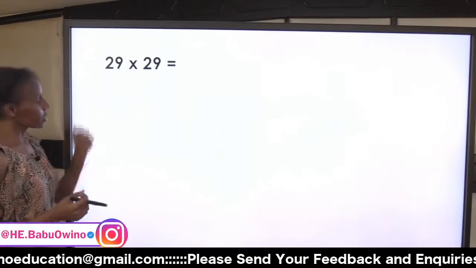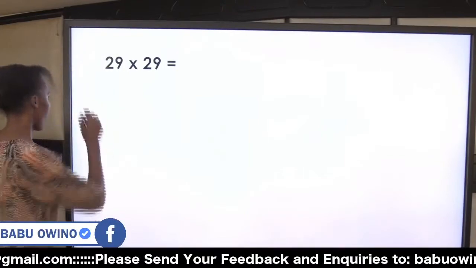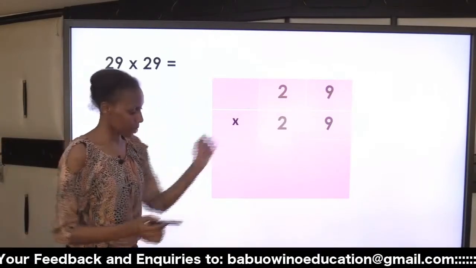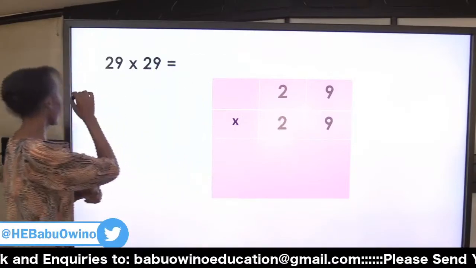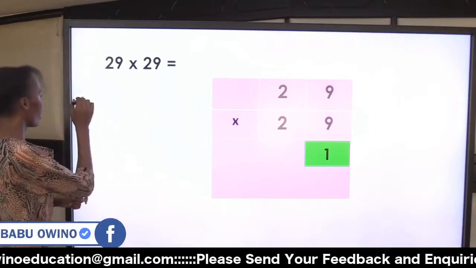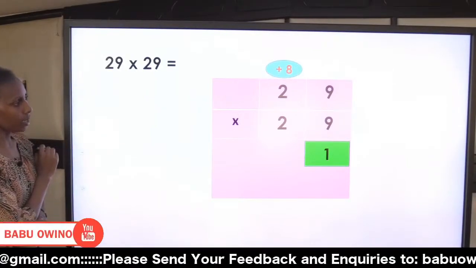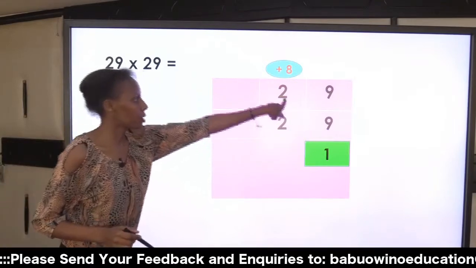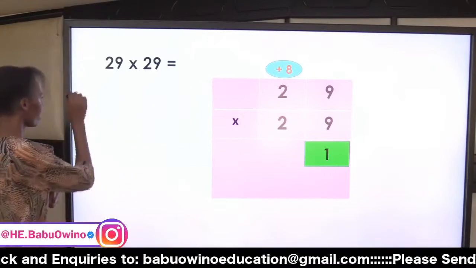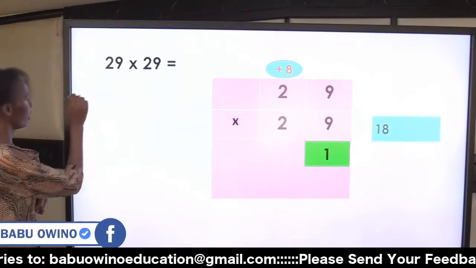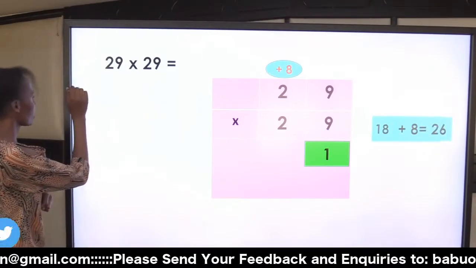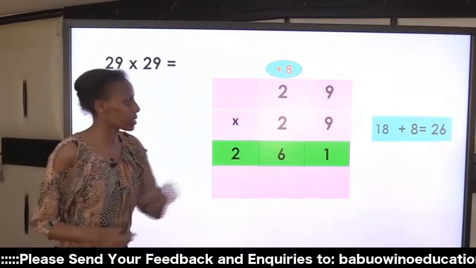Okay. 29 multiplied by 29, we get our table, and we're starting with the ones. So 9 times 9 is 81. I will write 1 and then I carry 8. Okay. Then the same 9 I multiply with 2, I'll get 18, plus the 8 that I carried, I get 26. So I write my 26 here.